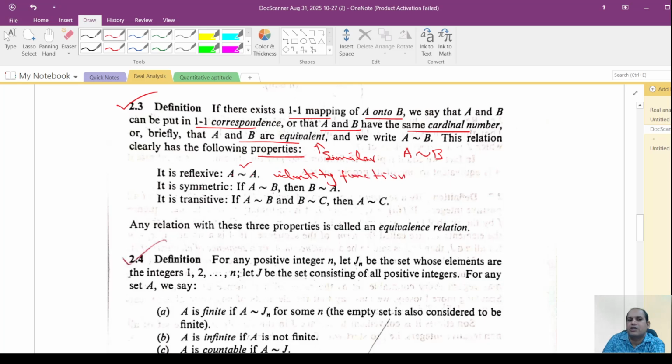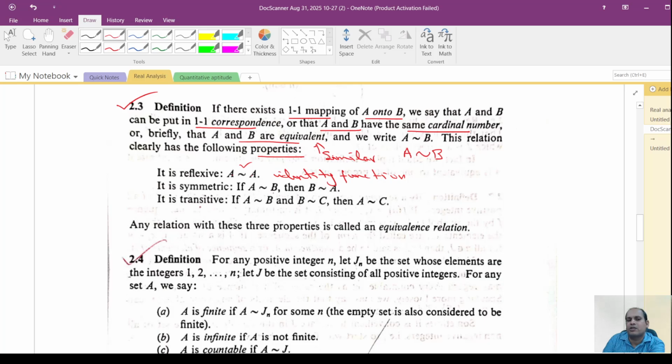Similarly, it is symmetric, that means if A is similar to B, A is equivalent to B, then we have to show that B is equivalent to A. How to do this? If A is equivalent to B, it means there exists at least one bijective map from A to B. Use the concept of set theoretic inverse. Since there exists at least one map from A to B which is bijective, using the set theoretic inverse concept one can show that B will be similar to A.